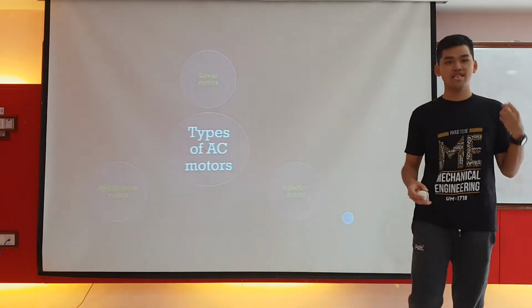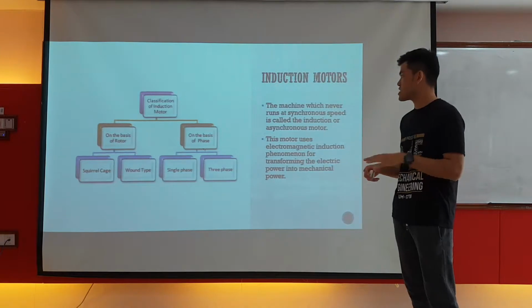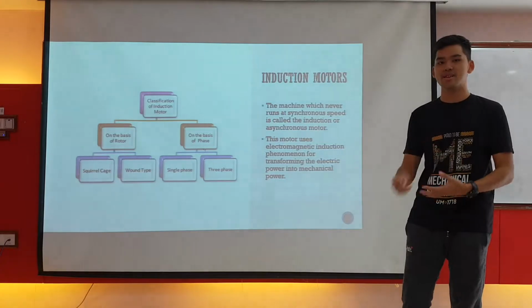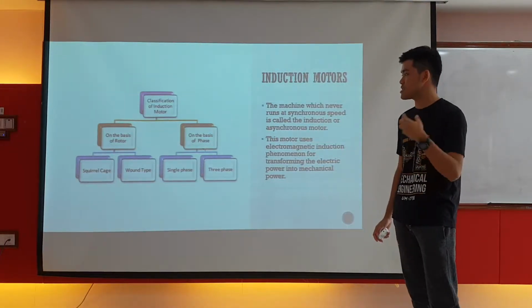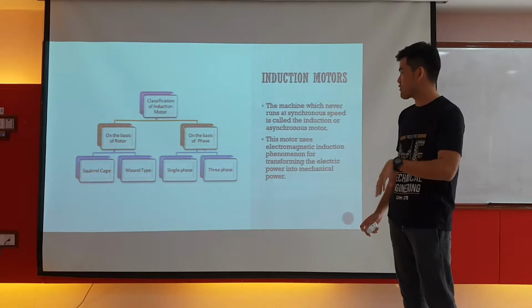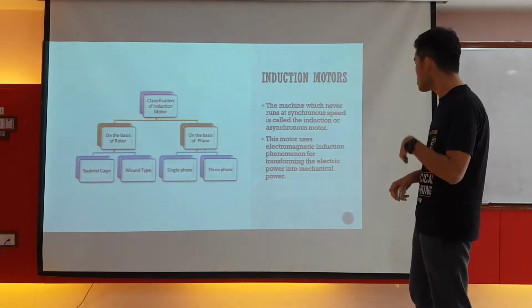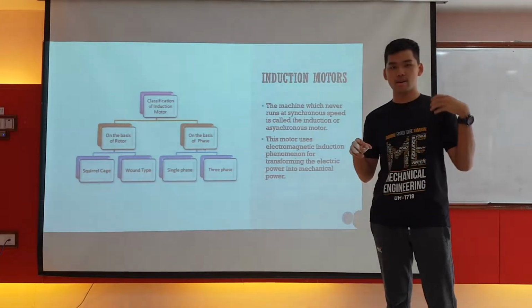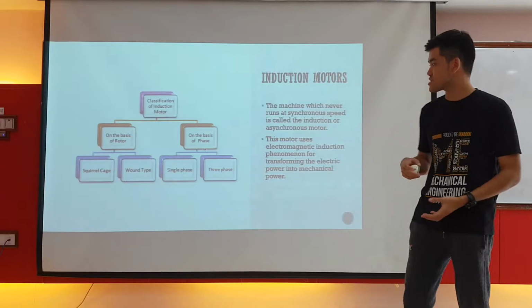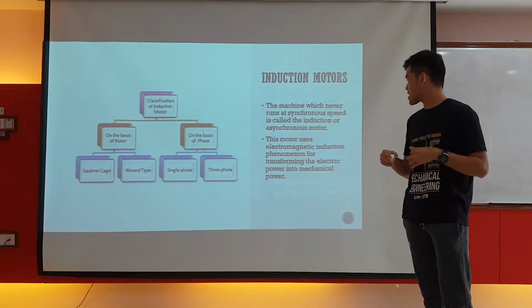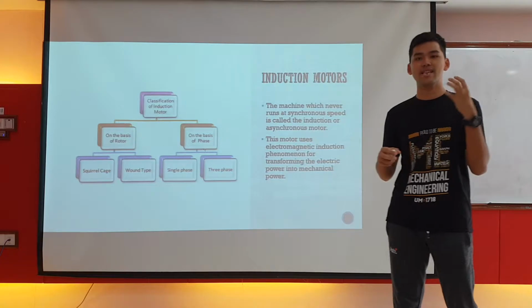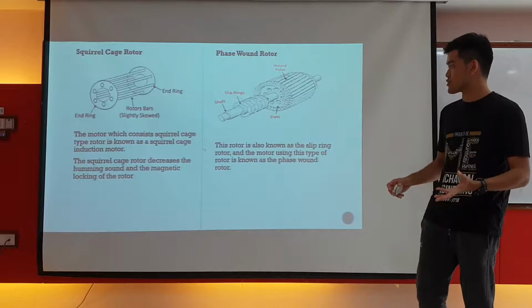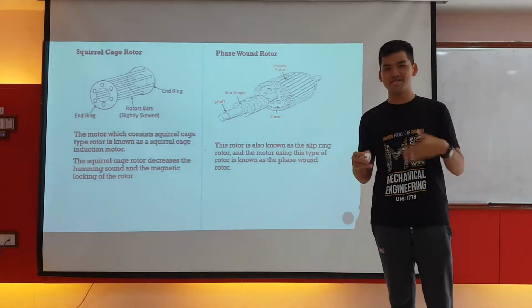Then we'll be looking at the induction motors. Induction motors are classified on the basis of rotor and also on the basis of phase, and then further classified into squirrel cage and wound type on the basis of rotor, and single phase and three phase on the basis of phase. This machine will never run at synchronous speed. It's called the induction motor, or sometimes the asynchronous motor. This motor uses the electromagnetic induction phenomenon when transforming electrical power into mechanical power. First of all, we'll be looking at the squirrel cage rotor, which is a type of rotor consisting of a squirrel cage.